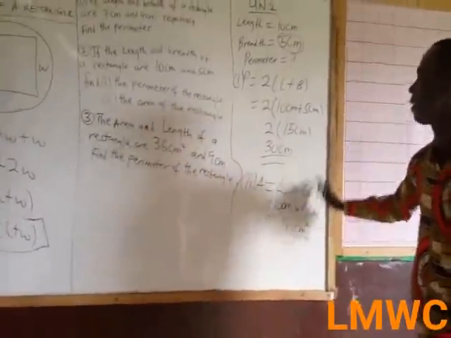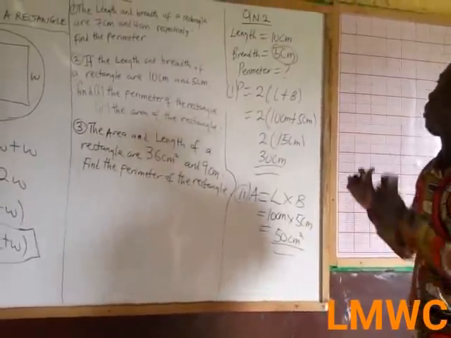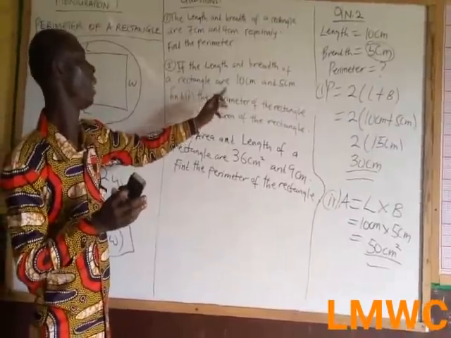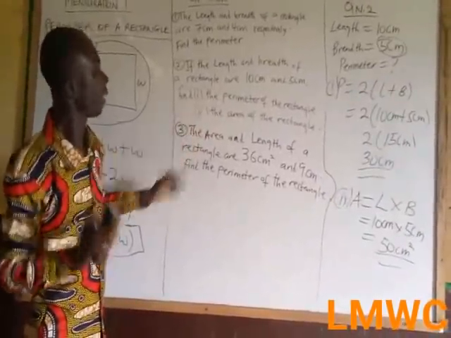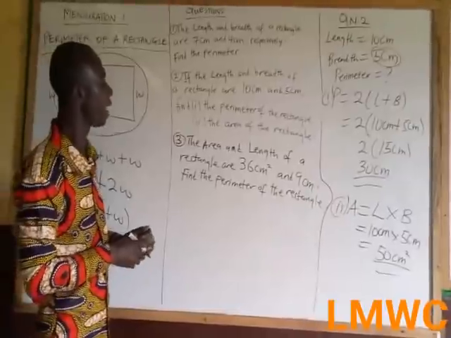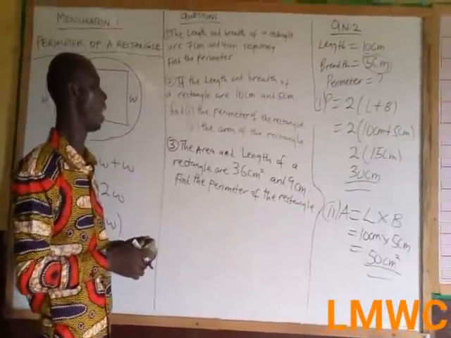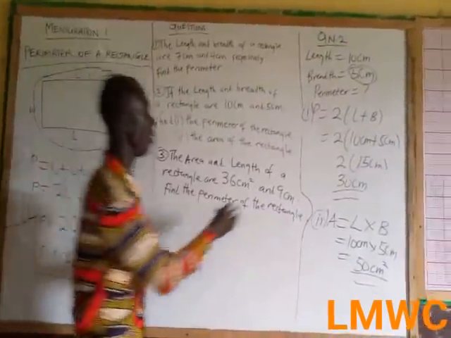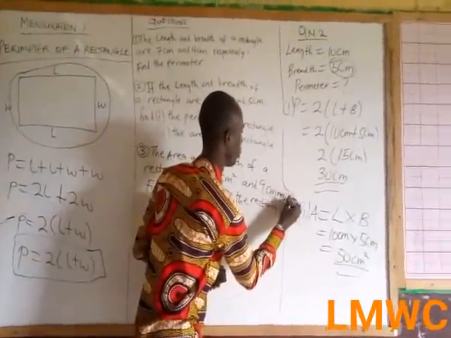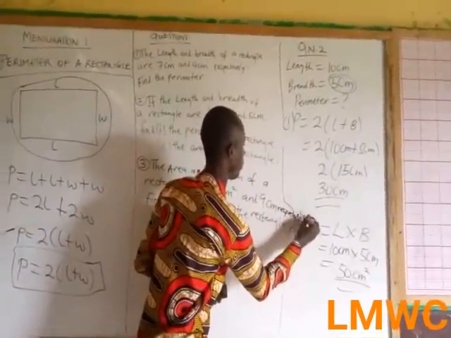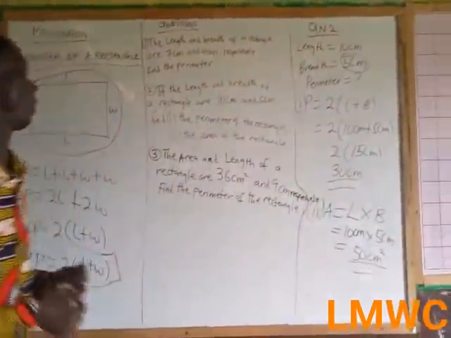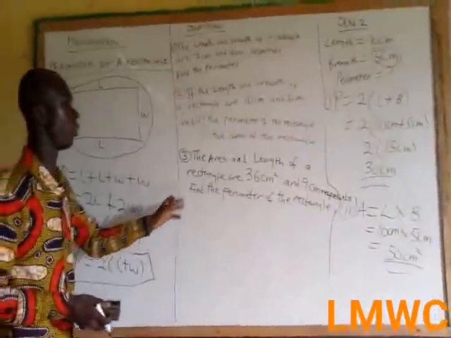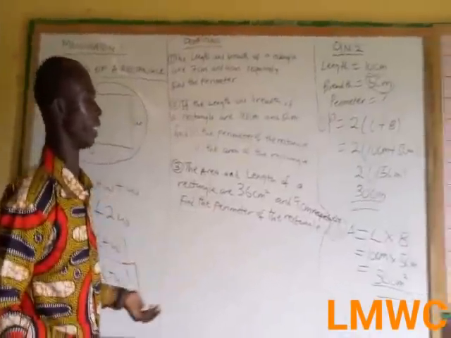Take note, don't interchange them. So you can be given a question like this and you'll be asked to find the perimeter and also the area. The last question: the area and length of a rectangle are 36 centimeters squared and 9 centimeters respectively. Find the perimeter of the rectangle.